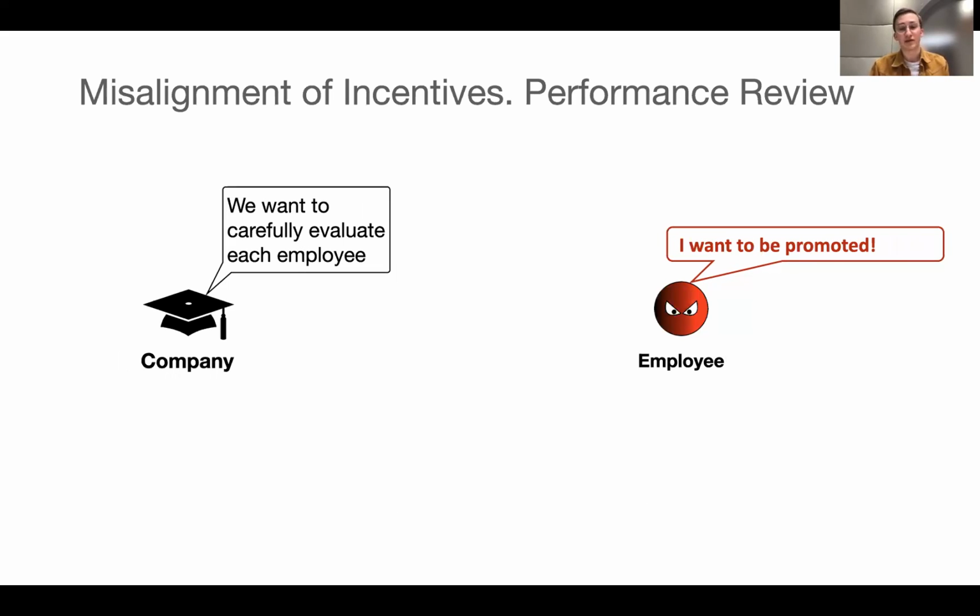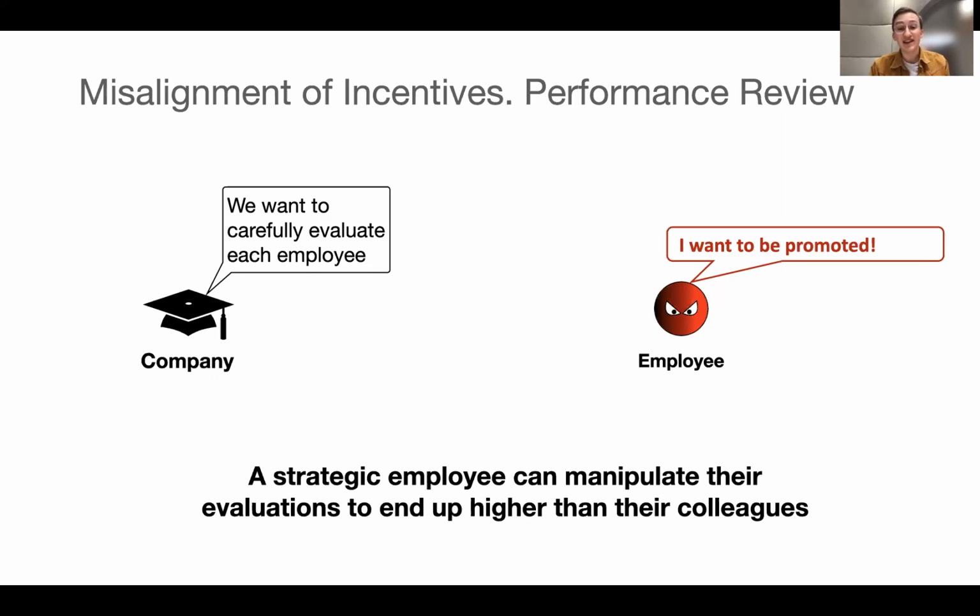Finally, if you talk about performance review in companies, then again, a company wants to get a precise estimate of performance of each employee. However, each employee wants to be seen in a good light. They want to get promoted, they want to get bonuses. So strategic employees can again manipulate their evaluations of others to end up higher, to get more bonuses. So these are 3 examples in which strategic behavior hurts us and does not let us reach the overall goal of the system.